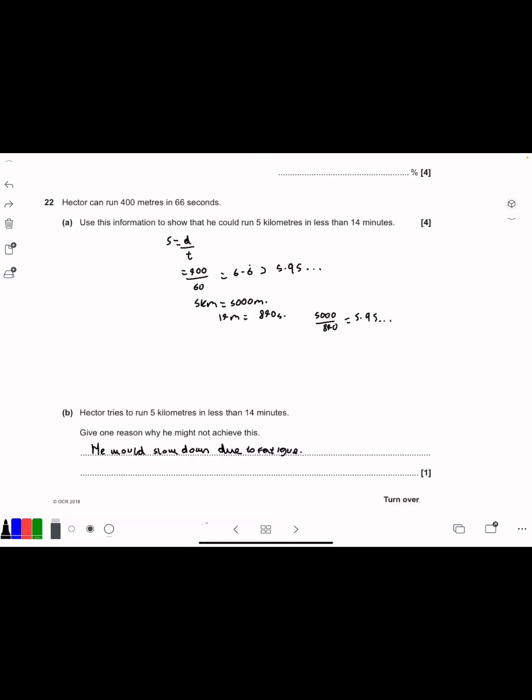Hector tries to run 5 kilometers in less than 14 minutes. Give one reason why he may not be able to do this: because he would slow down due to fatigue.